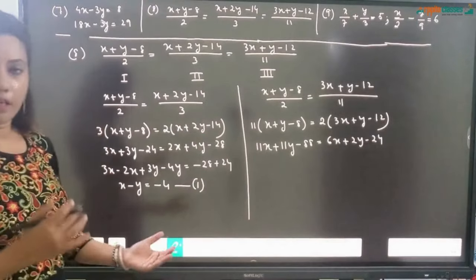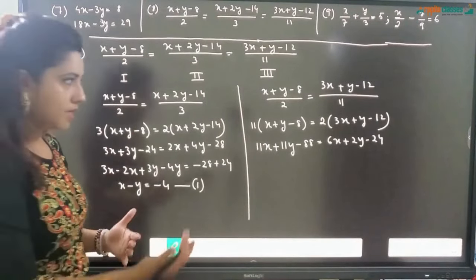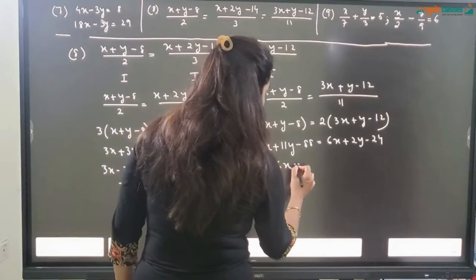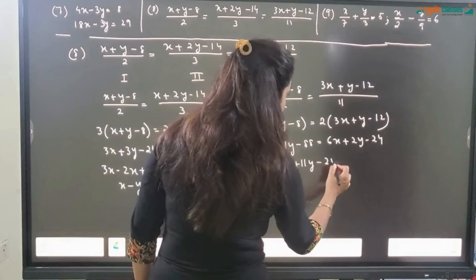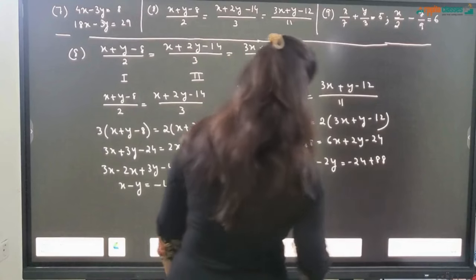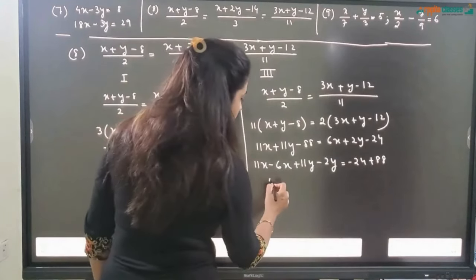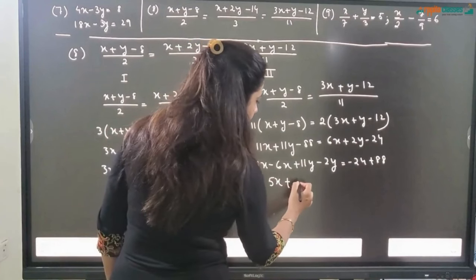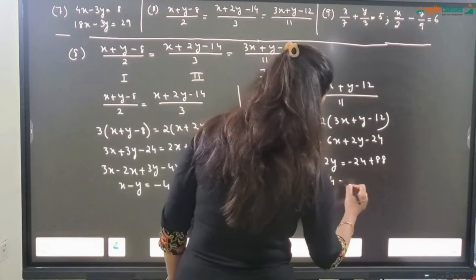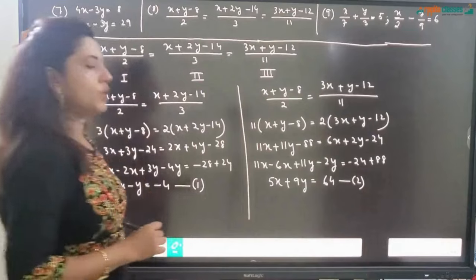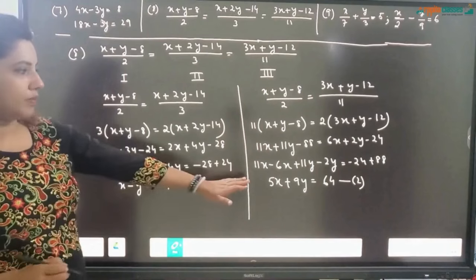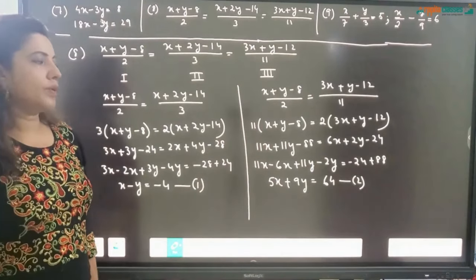Again I keep the x and y on the left hand side and the constant term on the right hand side. So it is 11x - 6x + 11y - 2y = -24 + 88. 11 minus 6 will give you 5x plus 9y, and this is 64. So this is my equation number 2. So now you can see that we got two equations.